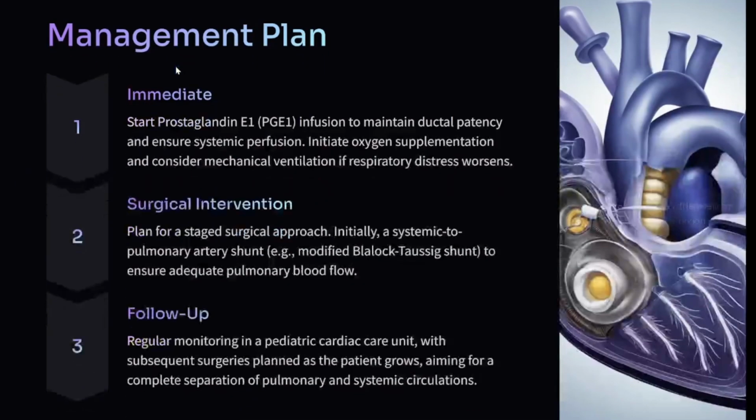Management plan. Immediate, start prostaglandin E1, PGE1 infusion to maintain ductal patency and ensure systemic perfusion. Initiate oxygen supplementation and consider mechanical ventilation if respiratory distress worsens. Surgical intervention, plan for a staged surgical approach. Initially, a systemic to pulmonary artery shunt, e.g. modified Blalock-Taussig shunt, to ensure adequate pulmonary blood flow. Follow-up, regular monitoring in a pediatric cardiac care unit with subsequent surgeries planned as the patient grows, aiming for a complete separation of pulmonary and systemic circulations.